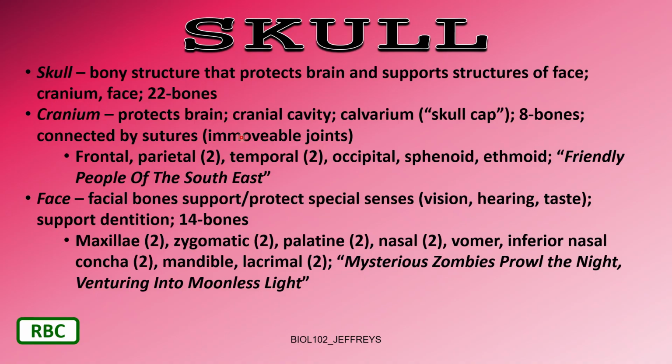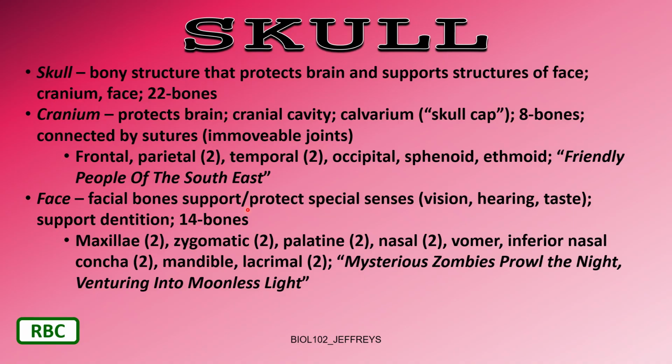By name, the cranial bones are the frontal and parietal. There are 2 parietal bones. Notice there's no number by frontal; frontal is a single bone. I'll point them out in a second. There are 2 temporal bones, 1 occipital bone, 1 sphenoid bone, and 1 ethmoid bone. Your mnemonic for the cranial bones is: friendly people of the southeast. That will make sense here in a second.